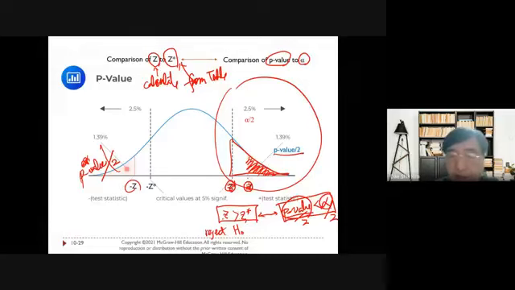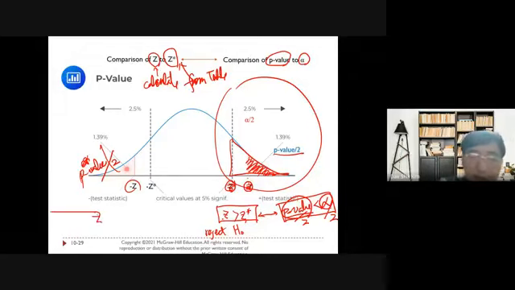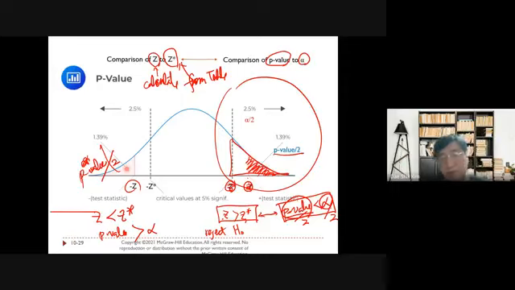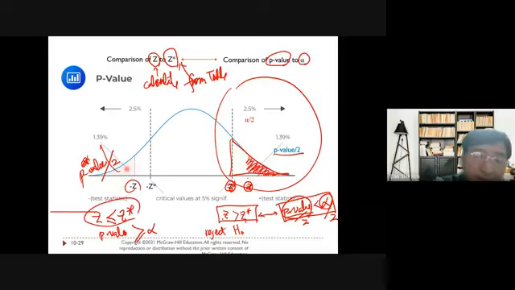If Z is bigger than Z star, the p-value is less than alpha. If Z is less than Z star, inside, then what will happen? Then the p-value is greater than alpha, or equal to, like that. So the comparison of Z and Z star and the comparison of p-value to alpha are exactly the same thing. But why do we do that?